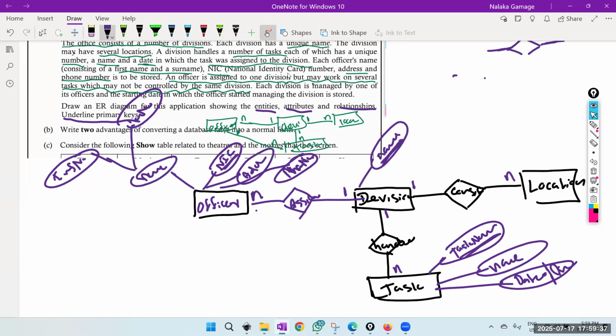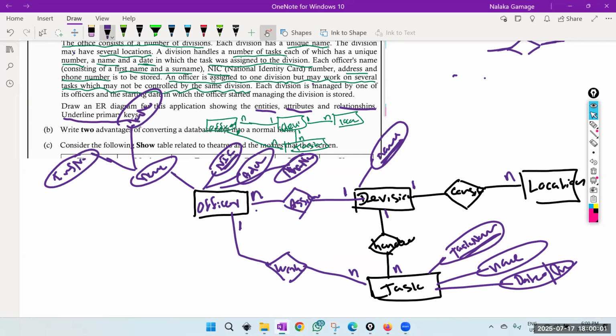An officer is assigned to one division but may work on several tasks. So that means an officer can work on several tasks. It looks like we need another connection like this, that officer works on several tasks. Maybe one task is given to one officer because they have not mentioned anything like that.